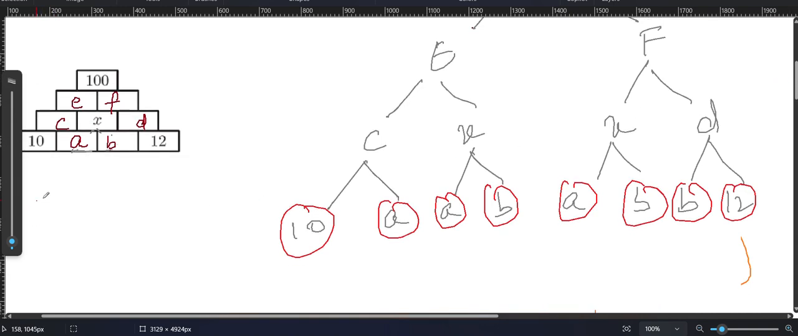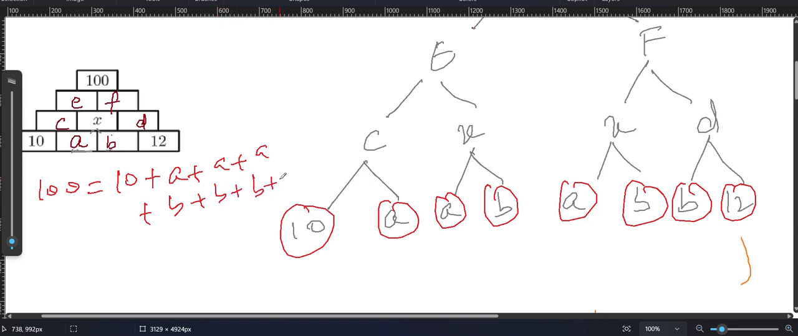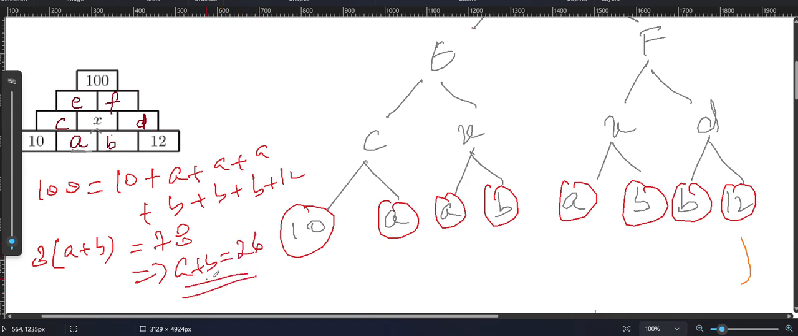So let's try to make a relation. 100 is going to be equal to, let's add all the leaf nodes. So we are going to get 10 plus A plus A plus A plus B plus B plus B plus 12. So after simplification, we get 3 times A plus B is going to be equal to 78, which implies A plus B is going to be equal to 26. Sum of A plus B is 26.